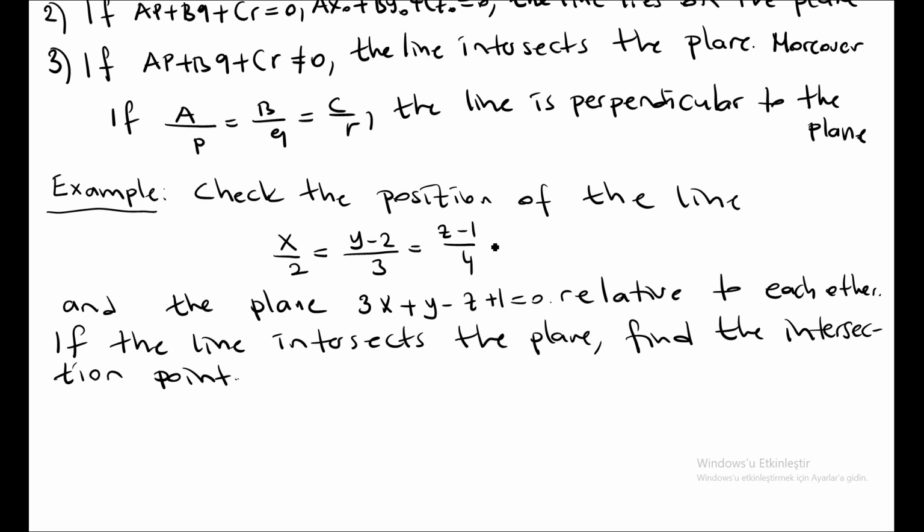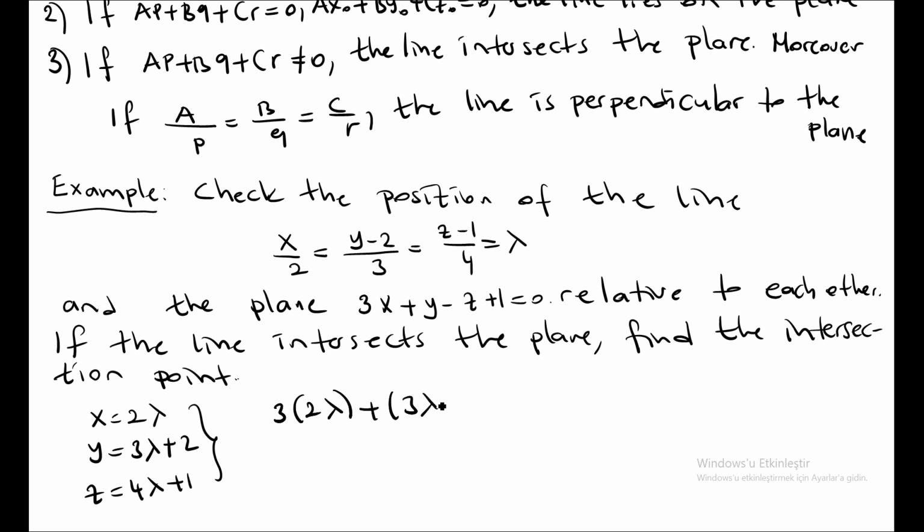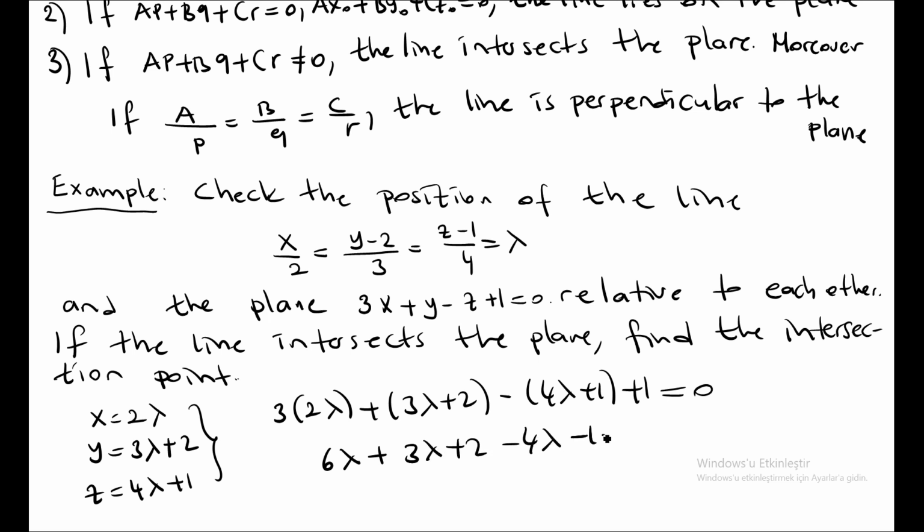Okay, now we will solve these two equations together. So first, x becomes 2 times lambda, y becomes 3 times lambda plus 2, and z becomes 4 times lambda plus 1. So then if you put this information here, 3 times 2 times lambda, 3 times lambda plus 2 minus 4 times lambda plus 1 equals 0. Okay, so 6 times lambda plus 3 times lambda plus 2 minus 4 times lambda minus 1 plus 1 equals 0.